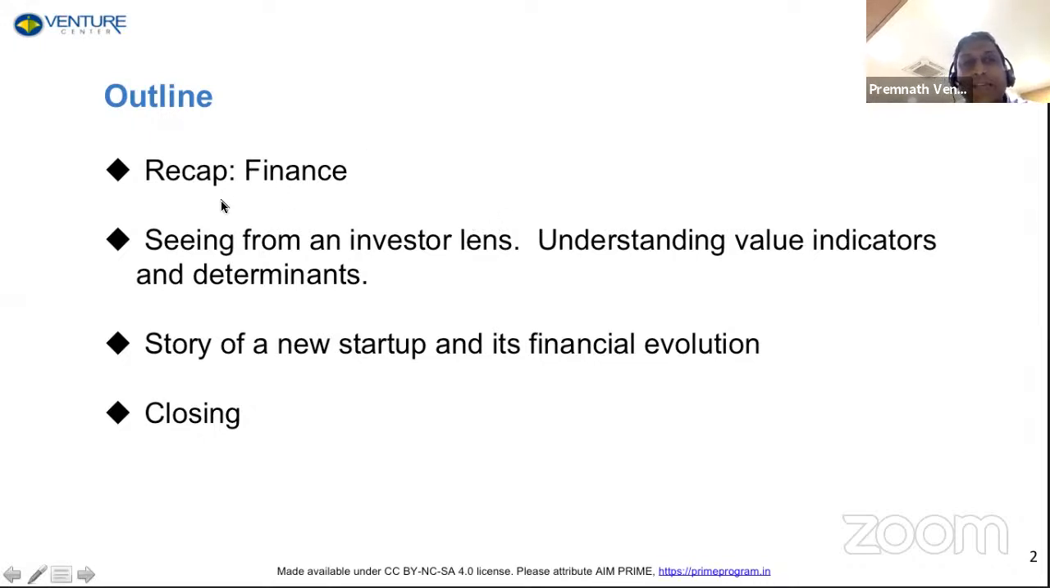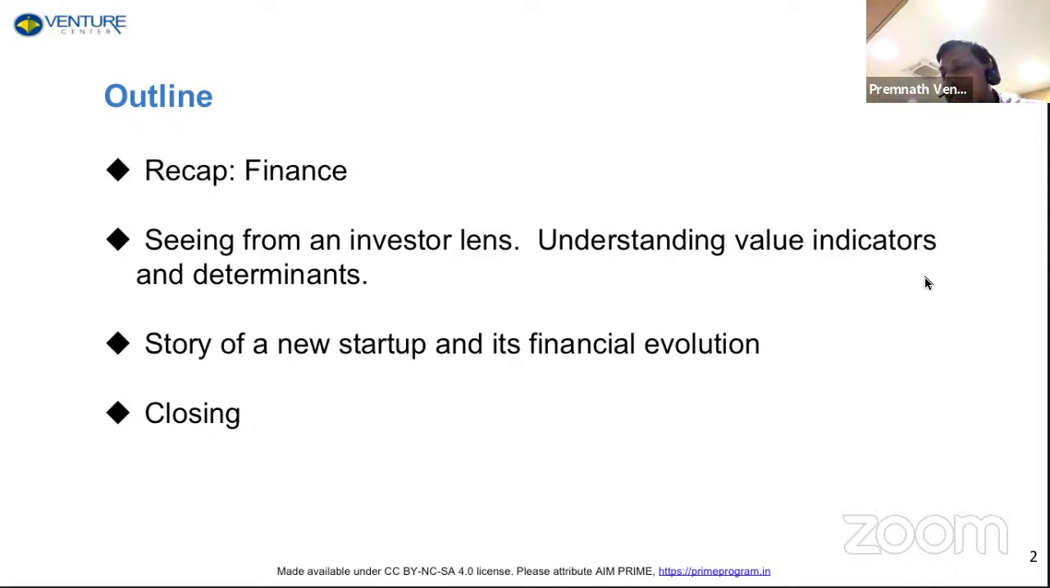The first thing I'll do is a little bit of a recap of finance. Then I'll take a little time to understand how investors think of investing and what implications it has for you raising money, and what determines value in any given proposal that you put to them, and how you can plan for it. And then we'll take the story of a new startup and see how its finances evolve.